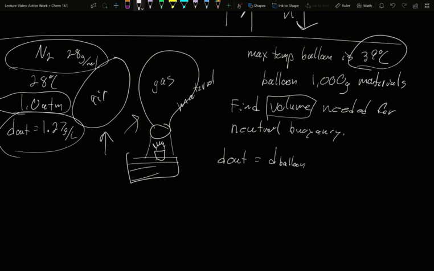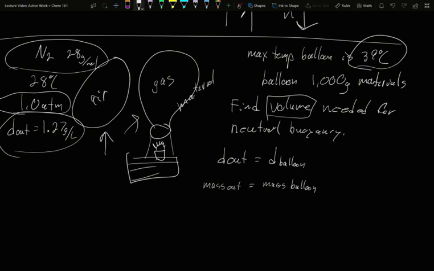The reality is, since they're the same volume, what I really want is my mass of the outside to equal the mass of my balloon. If those are equal, I will be neutrally buoyant, because whatever size my balloon is, I'll be looking at an equivalent size of air.